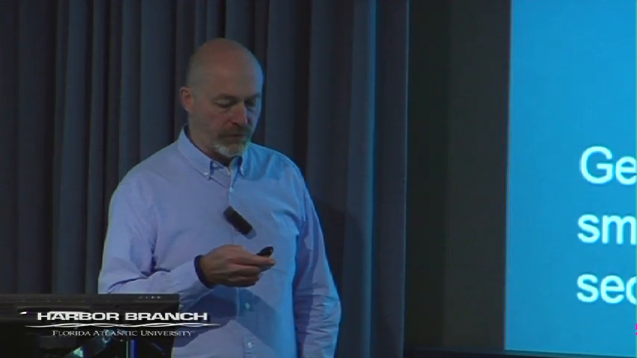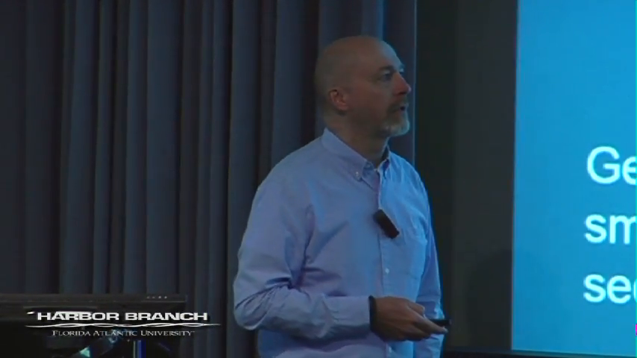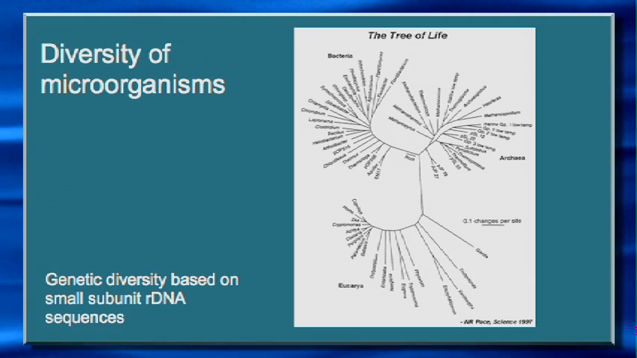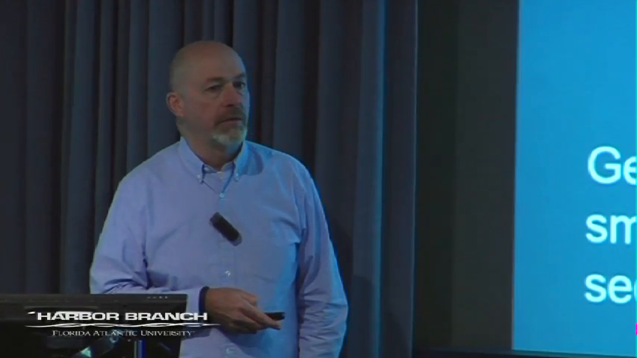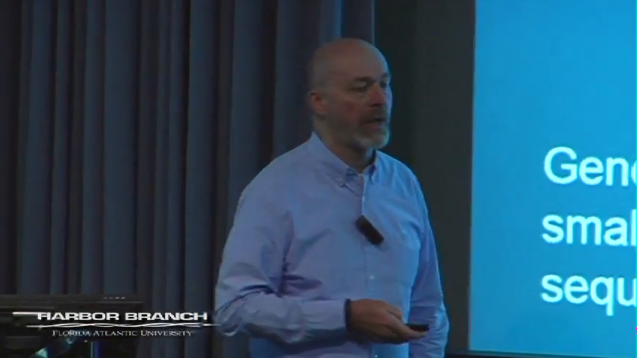But if we want to really find out about diversity, we can go to a molecular level. We can start looking at what is their genetic makeup. And that's what this diagram is. This is the tree of life, and it's described by a guy called Norm Pace a few years ago now. But it's based on the diversity of a single gene type, which is in all these forms of life.